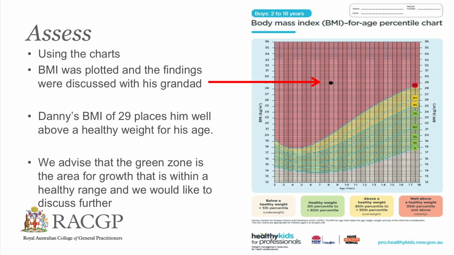We're using the BMI for age charts from the Pro Healthy Kids website, and again we plot his BMI for age and find that he is placed well above a healthy weight. So we want to maybe show Granddad this chart, and as Mum and stepdad aren't there today, we suggest maybe he could take this home and bring the whole family in together next time for a more detailed chat, as well as after we've sorted out Danny's ankle injury.